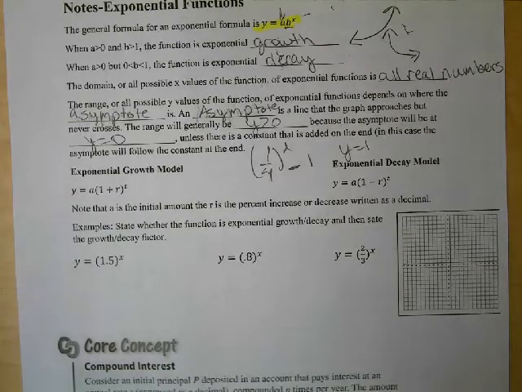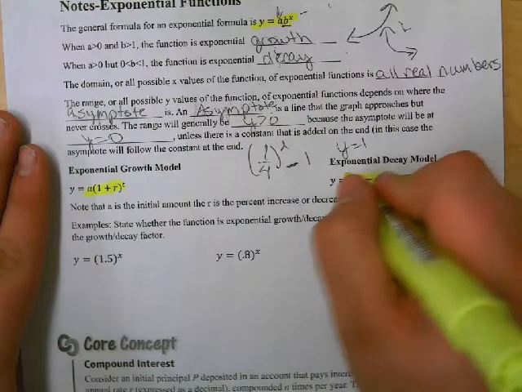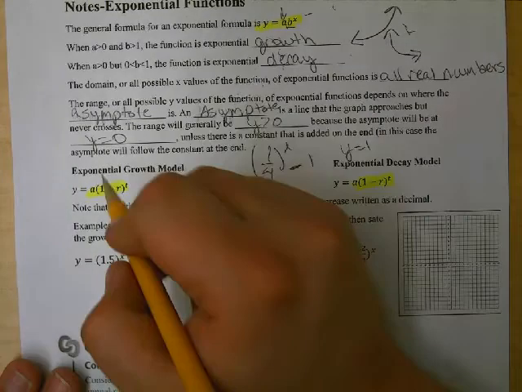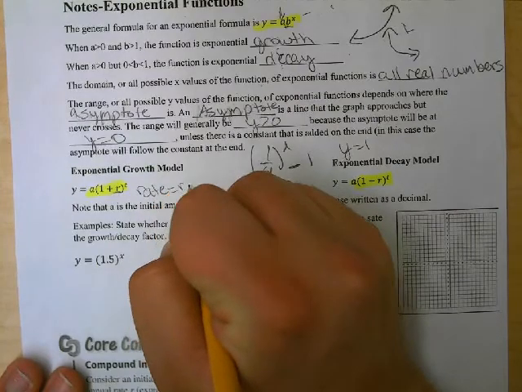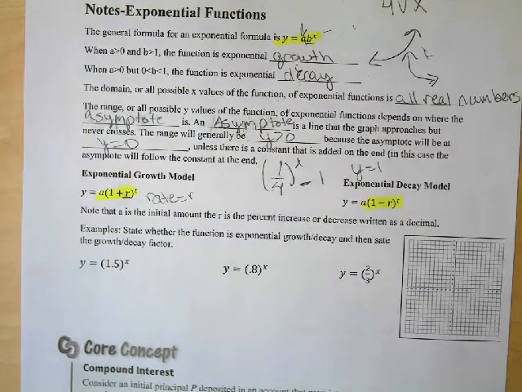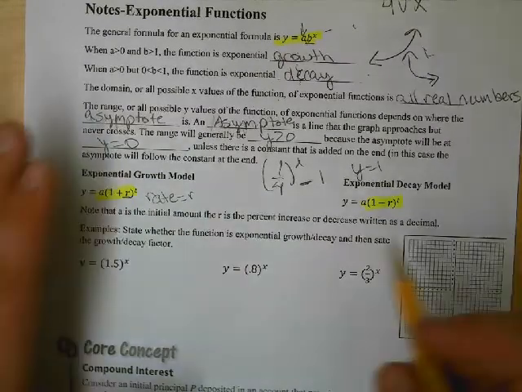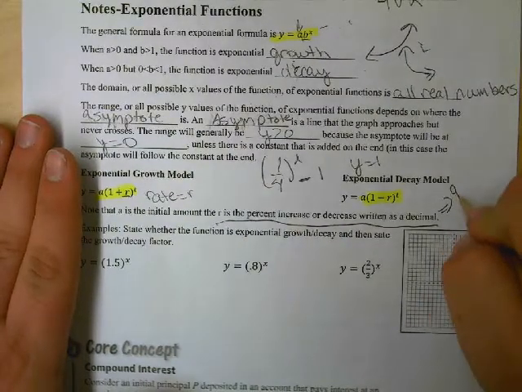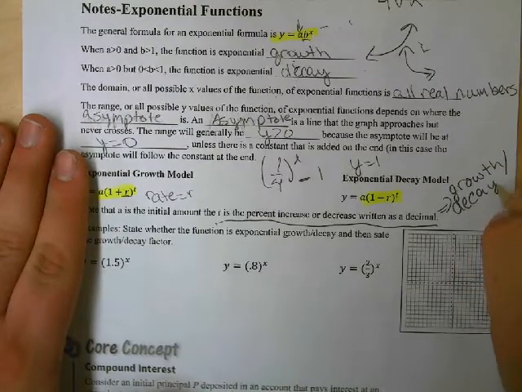Generally speaking, this is the formula for exponential growth, and this is the formula for exponential decay. R is typically referred to as a rate, and it's normally written as a percent increase or decrease. This percent increase or decrease is known as our growth or decay factor.